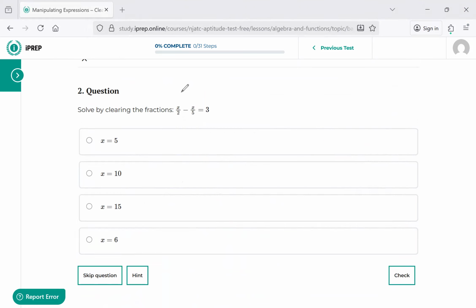So yeah, there's three sides. We have the left side, the middle, and the third side. So what we have to do is get rid of the fraction. We have x over 2 minus x over 5 equals 3, or 3 over 1. So how do we find the LCD?